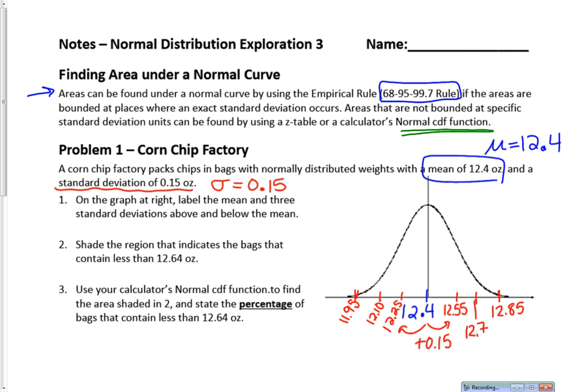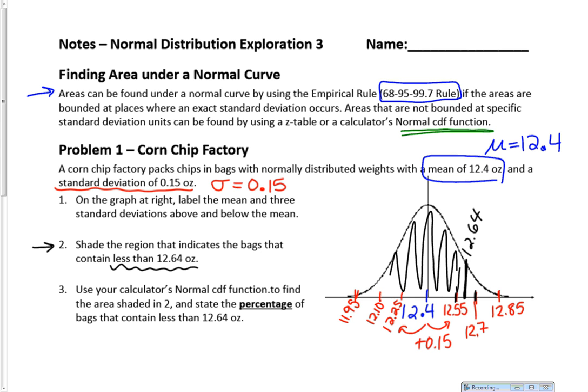Okay, then number 2 says to shade the region that indicates the bags that contain less than 12.64 ounces. So the problems we did last time, 12.64 would have had to been on one of these standard deviation marks in order to use our rule, but it's not. 12.64 is somewhere in here, right? So we can't just use our 68, 95, 99.7% rule because it doesn't fall exactly on the standard deviation. And we want less than, so we're going to shade to the left.